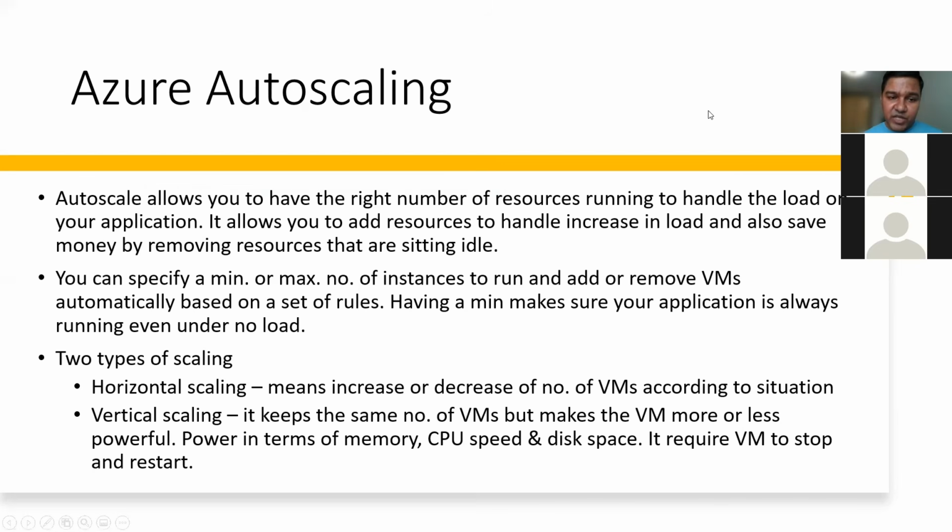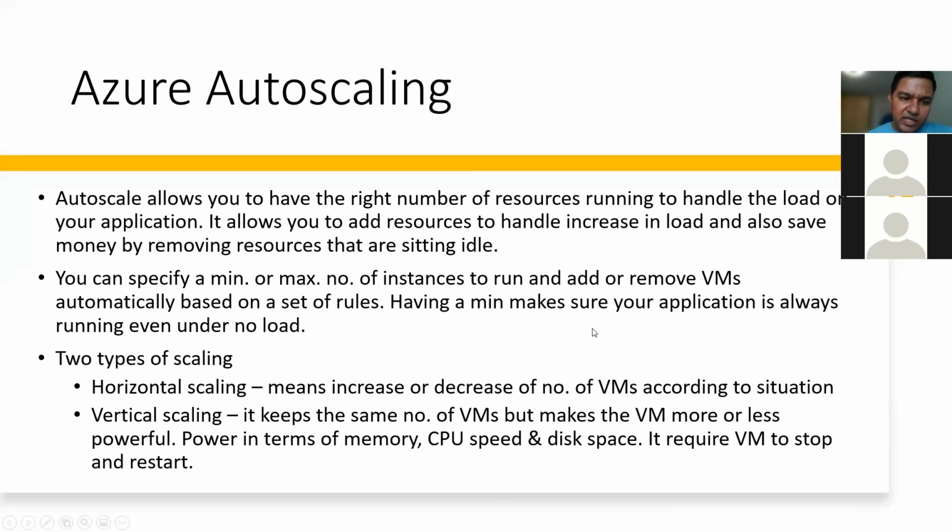You can specify the minimum and maximum number of instances to run. If you say minimum 2 and maximum 2, then we are not making any use of autoscaling. If you say minimum 1 and maximum 2, then we are using the concept of autoscaling. We can also set maximum 10 and minimum 2, or minimum 1, but one service has to be there. Having a minimum makes sure your application is always running even when there is no load.